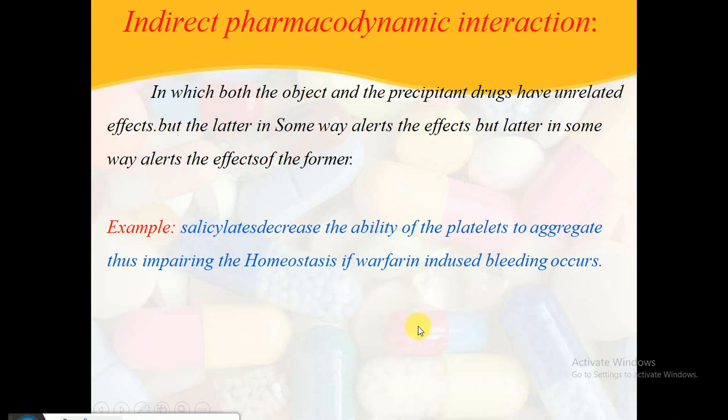As we know, warfarin is basically an anticoagulant drug, and salicylate, like acetylsalicylic acid, has some anti-inflammatory activity, and it also decreases the ability of the platelets to aggregate. The platelets become unable to aggregate and thus impair the hemostasis of the body. So if warfarin is given as well, bleeding can occur.